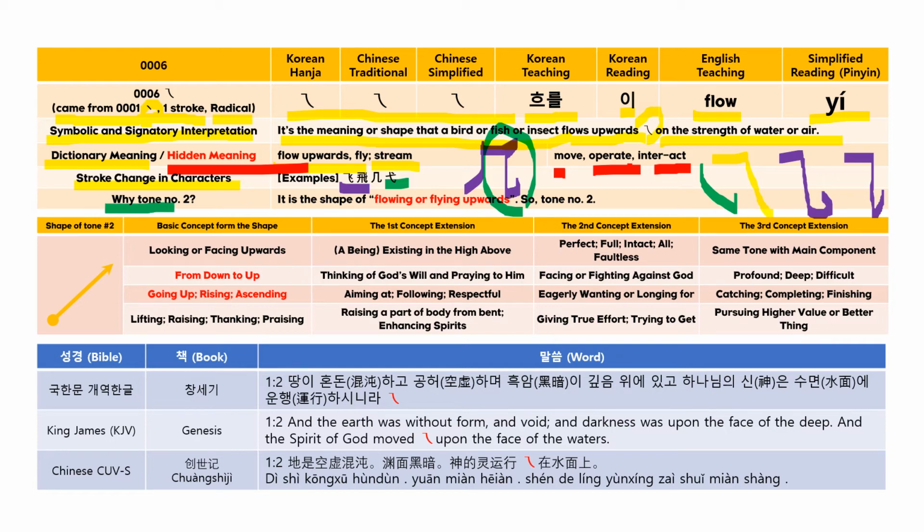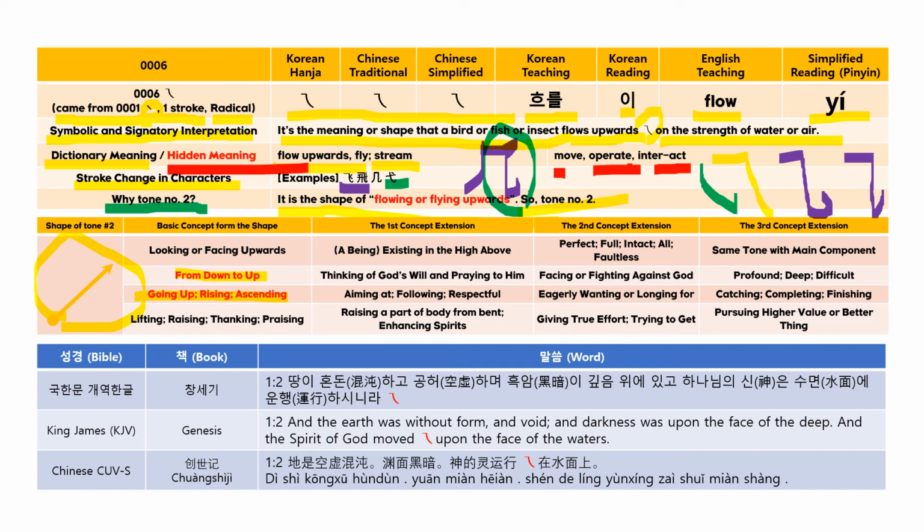And the next issue is why this character has tone number 2 value. Because it is the shape of flowing or flying upwards, so tone number 2. From down to up, you are going to fly, going up, rising, or ascending. So this character has the tone number 2 value. So tone number 2, E, E, from down to up. You need to remember the hidden meaning: move, operate, or interact.